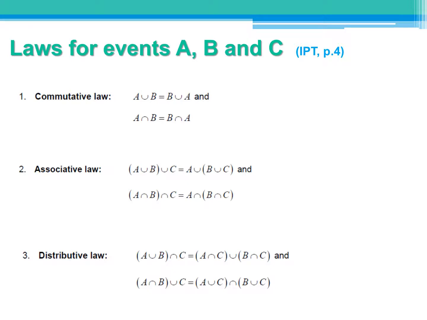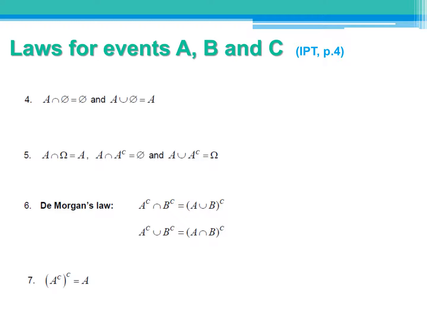Then for the distributive law, you can also write unions and intersections in these ways, and then you'll get the same outcomes. For example, if you take the intersection of that union and event C, or if you take the union of those two intersections, it will lead to the same outcomes. Or if you have an intersection of events A and B and then you have the union with C, or you have the intersection of those two unions, you will have the same outcomes.